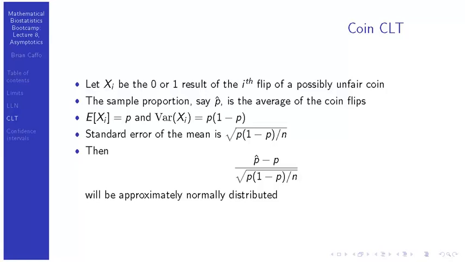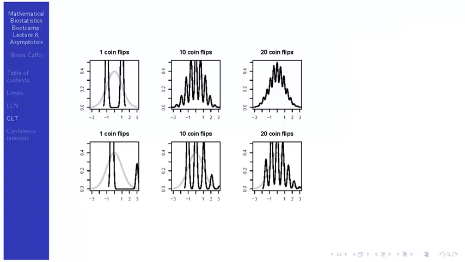And the variance of the x_i's works out to be p times 1 minus p. And then the standard error of the mean in this case is the standard deviation divided by square root n. So it's p times 1 minus p divided by n, square root the whole thing. So then what this says is that if we take a sample proportion, p hat, we subtract off the population proportion, the success probability, the probability of getting a head, and divide by the square root of p times 1 minus p divided by n, that'll be approximately normally distributed. And things look worse than the die roll in this case. Let's take a fair coin and generate some plots.